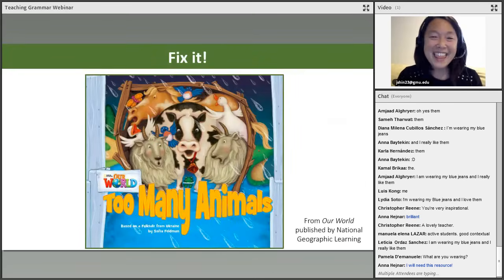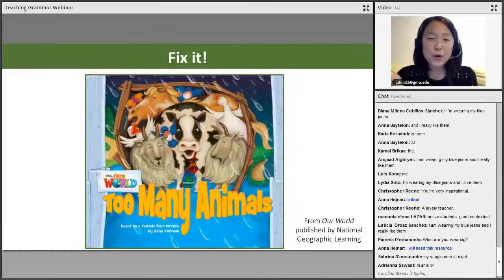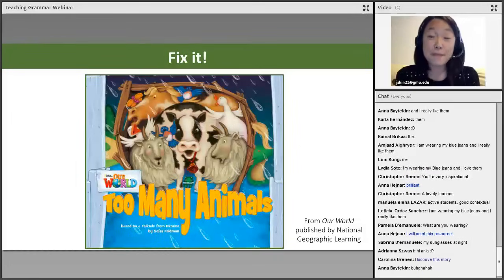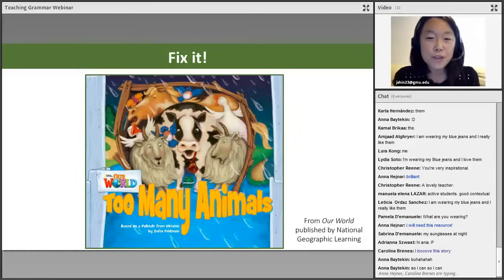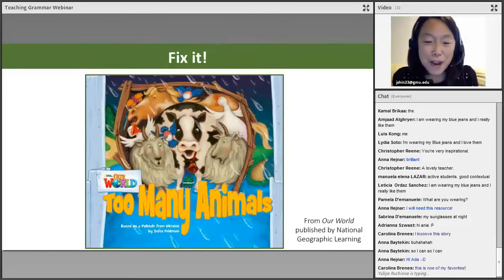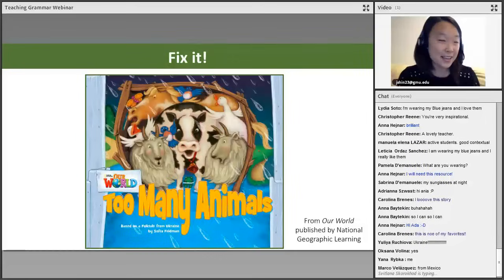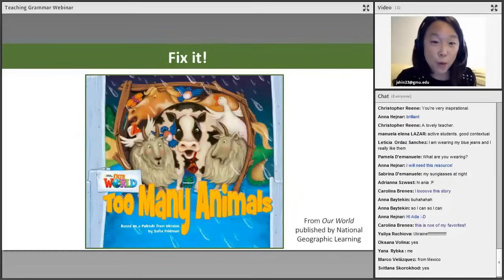Now, the next activity is called Fix It. The first step is to read a story. This is going to be my context. And by the way, this story is based on a folktale from Ukraine. I know that there are a lot of teachers from Ukraine here because I saw you at the beginning. Ukraine, yes. Yulia, Oksana, are you excited? I hope you recognize this folktale. It's called Too Many Animals.